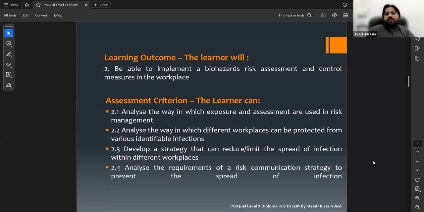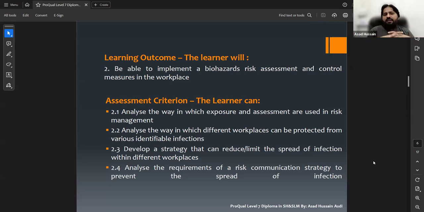So basically, it is all about discussing your workplace. Being a candidate, a learner, you are still a health and safety practitioner at your workplace. So you have to analyze and explain, and then give clear information on how different workplaces can be protected from various identifiable infections. The better thing is that you relate or map your information according to your workplace instead of going generic.